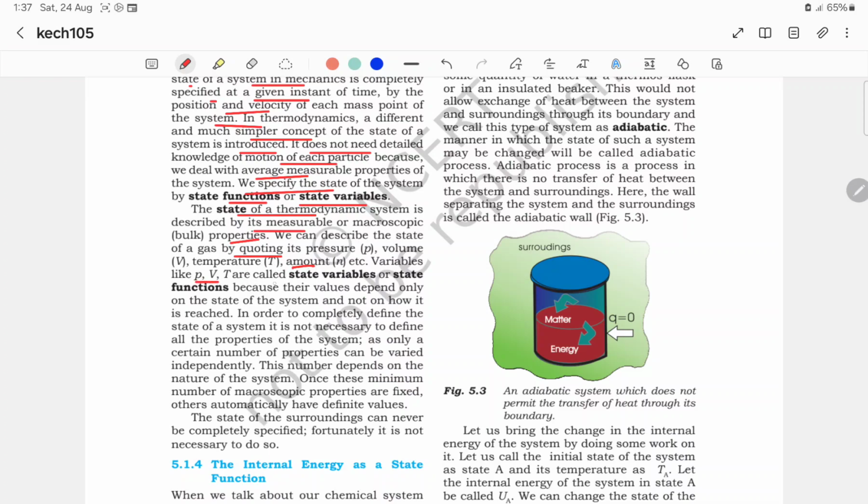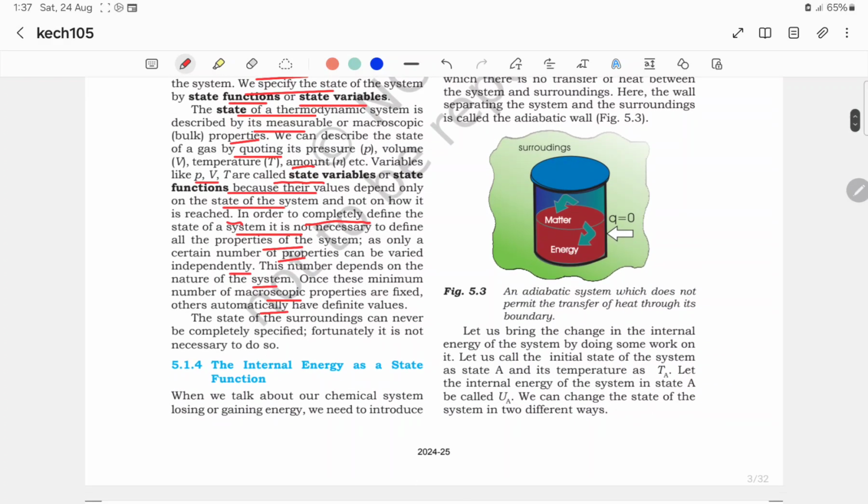So variables like pressure, volume, temperature are called state variables or state functions because their values depend on the state of the system and not on how it reached there. So in order to completely define the state of a system, it is not necessary to define all the properties of the system, as only a certain number of properties can be varied independently. This number depends on the nature of the system. Once these minimum number of macroscopic properties are fixed, the others automatically have definite values.